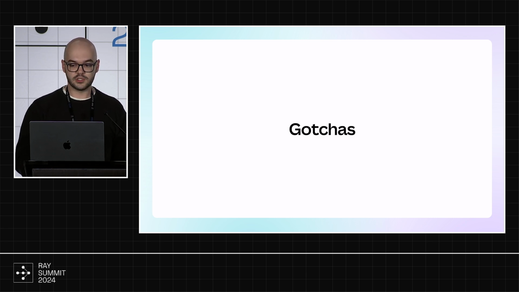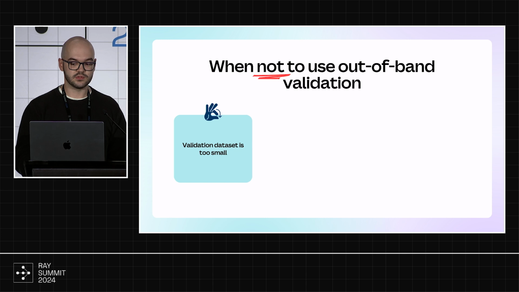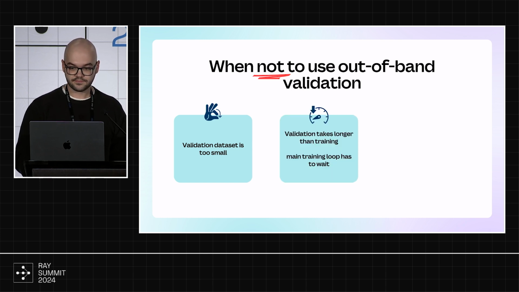There are, of course, some gotchas. So when should you not use the out-of-band validation? First up is if your validation dataset is too small. As you saw in the experiments, if we decrease the size of the training dataset, the validation step would take longer, and then we would get time savings and cost savings. But if the validation dataset is too small, eventually the overheads take up all your time, and that's when you shouldn't use it.